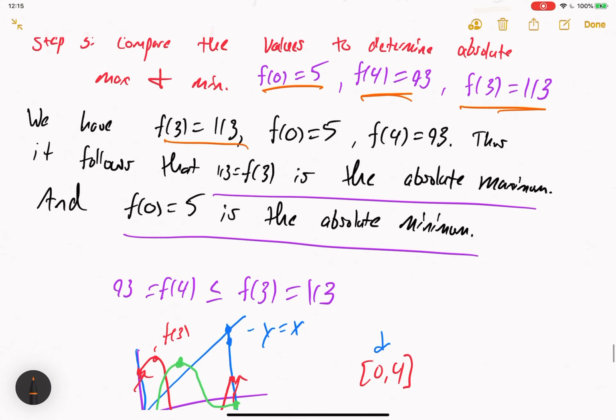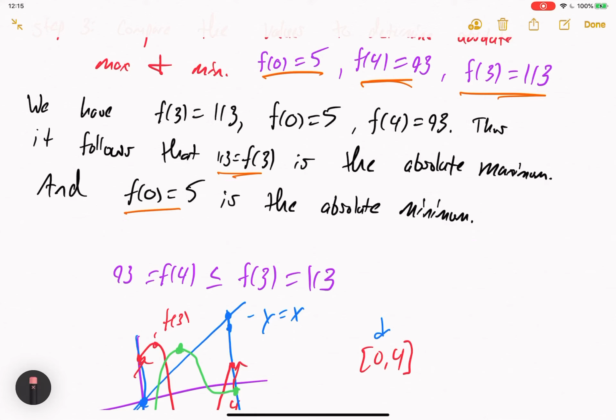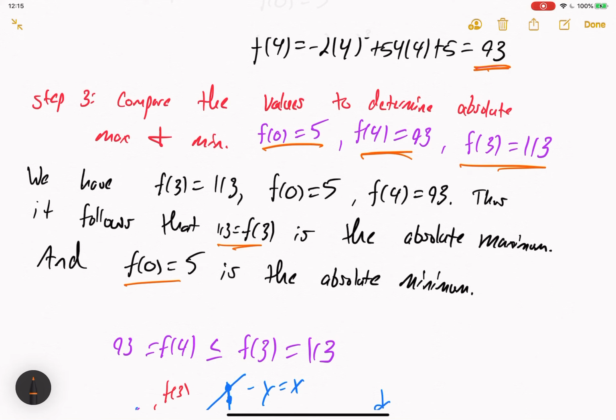So we have that f of 3 is equal to 113, f of 0 is equal to 5, and f of 4 is equal to 93. Thus, it follows that 113, which is the greatest value of these, which is f of 3, is going to be the absolute maximum, and f of 0, which is equal to 5, is the absolute minimum. Basically, we compared all the other cases, we look at all the options, the smallest number is 5, so that's our absolute minimum, and the biggest number is 113, so that's our absolute maximum.